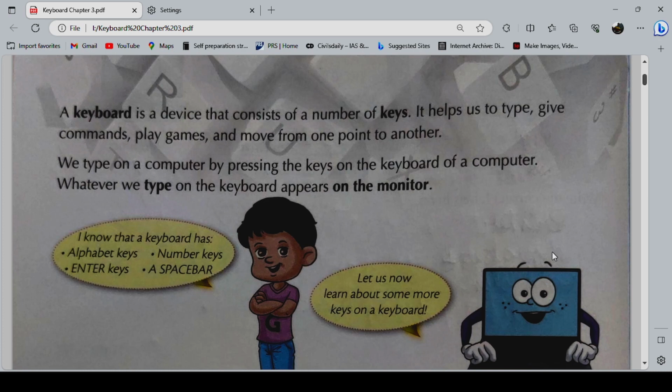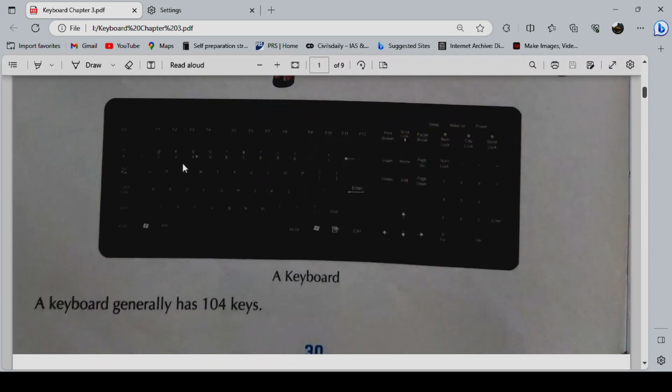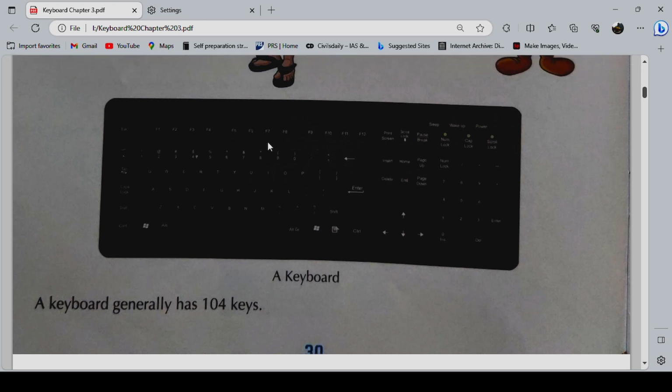When we type anything on the computer, when we press any key on the keyboard of a computer, where does it appear? It appears on the monitor, because monitor is our visual display unit. Suppose we type A on our keyboard, in your monitor you can see A, right? Let's move on. This is the image of your keyboard.